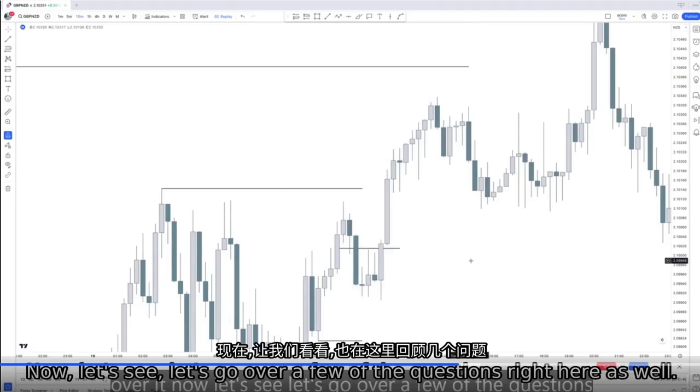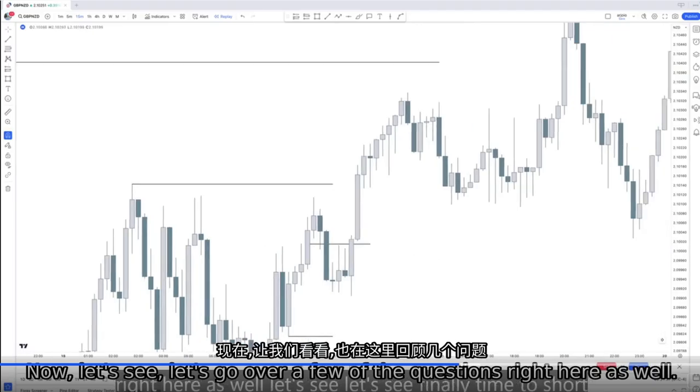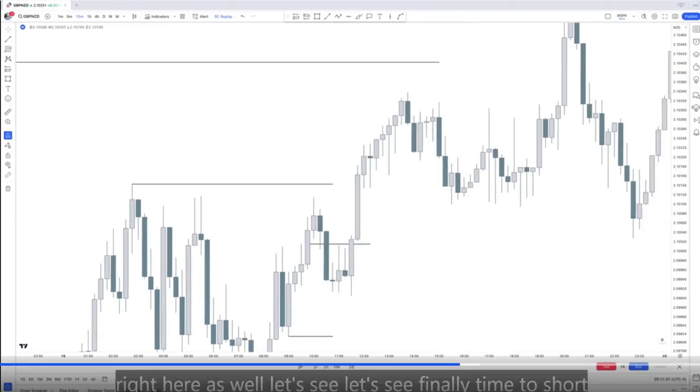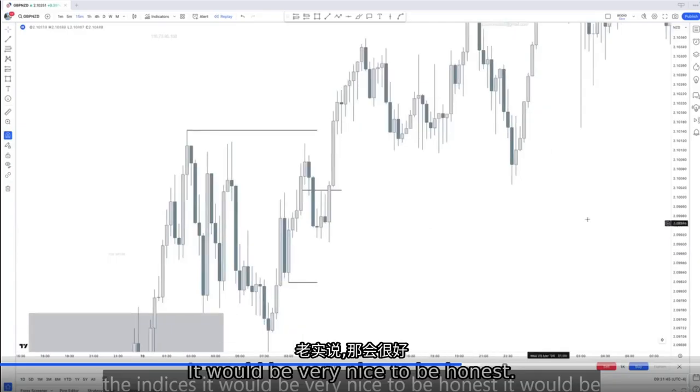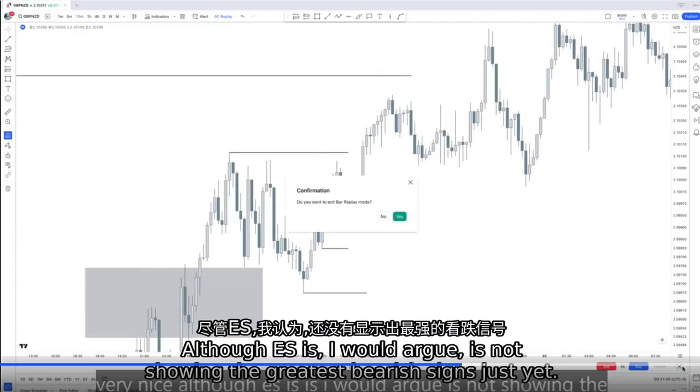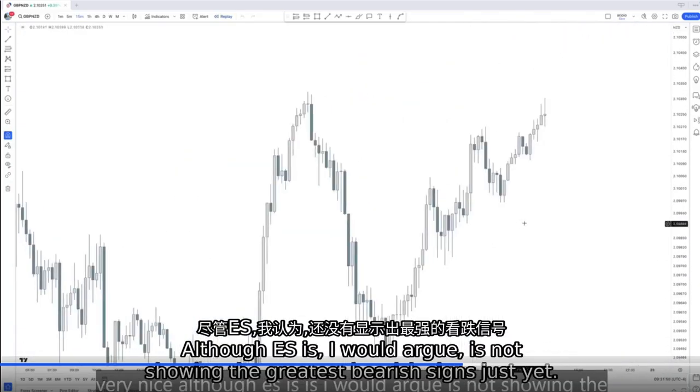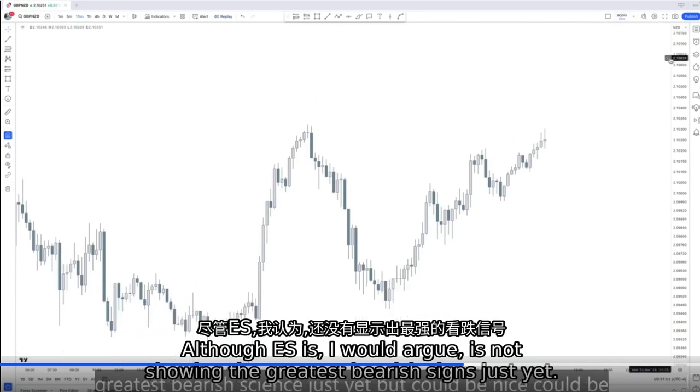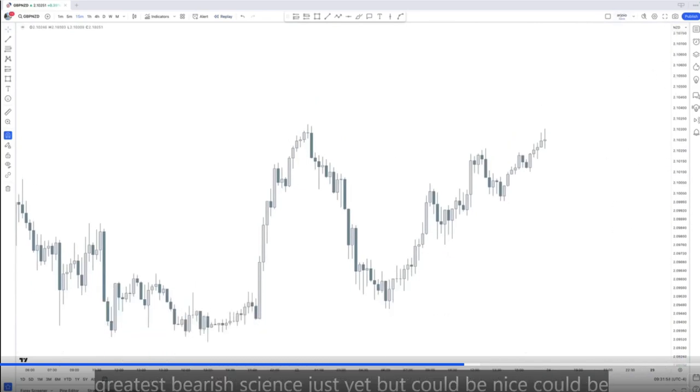Now, let's go over a few of the questions right here as well. Finding time to short the indices. It would be very nice, to be honest. Although ES is, I would argue, not showing the greatest bearish signs just yet. But could be nice.